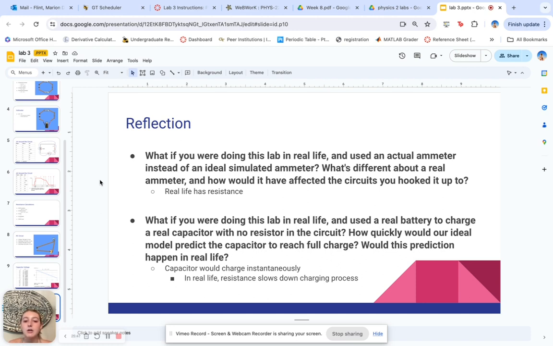And then if you used a battery to charge a real capacitor with no resistor, the capacitor would charge instantly. In real life, resistance slows down the charging process, but if we had an ideal ammeter in real life and a capacitor with no resistor, then the capacitor would charge instantaneously, which is obviously different from real life, where we do have to experience that resistance slowing down the process.